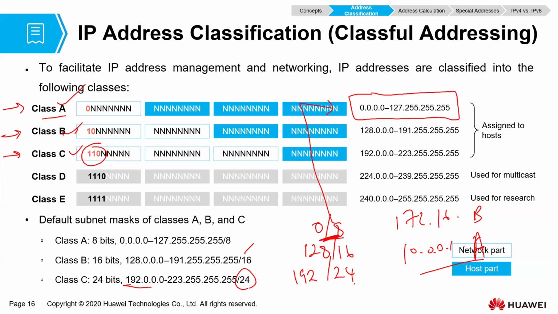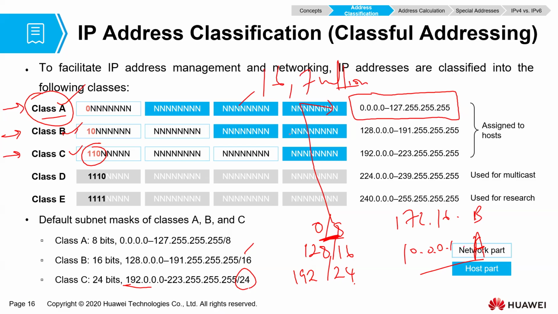So class A accommodates a lot of addresses. Class A networks are the biggest. Probably this is millions. Let me try to find the value for 2 to the power of 24. Is this 16 million or 1.6? I think this is 16 million. So this is approximately 16 million addresses within a given network. That's a very huge network.